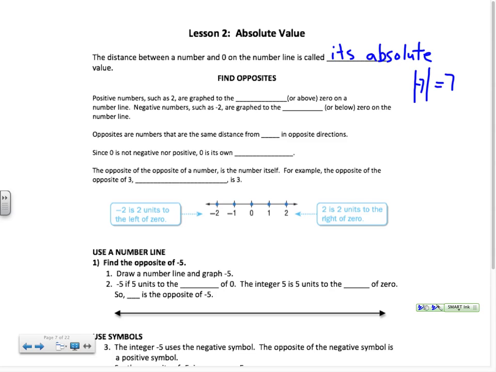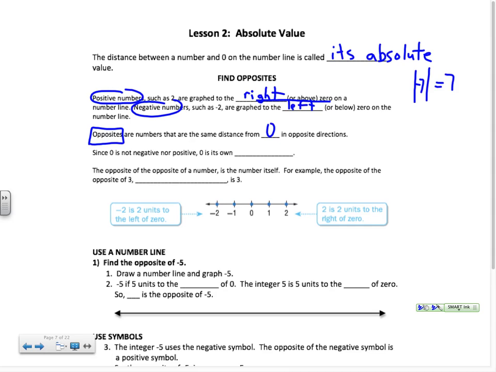All right, let's talk about opposites. Positive numbers, such as 2, are graphed to the right or above 0. Positive numbers are to the right of 0 on the number line. Negative numbers, such as -2, are graphed to the left or below 0 on the number line. So negative numbers are to the left. Let's focus on these opposites. Opposites are numbers that are the same distance from 0, but in the opposite direction.